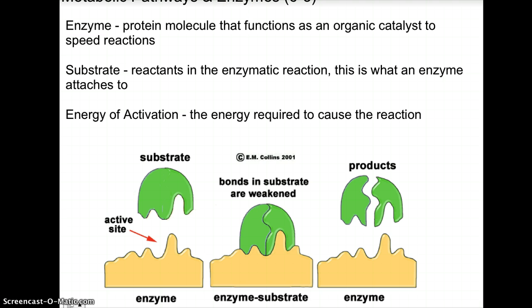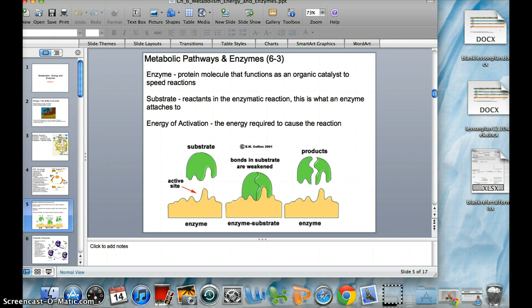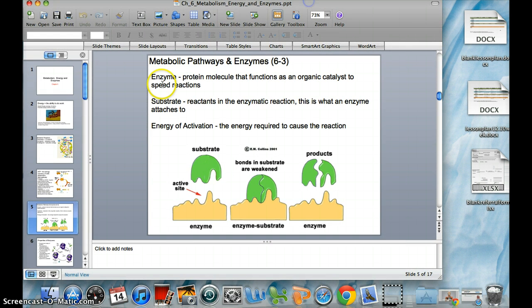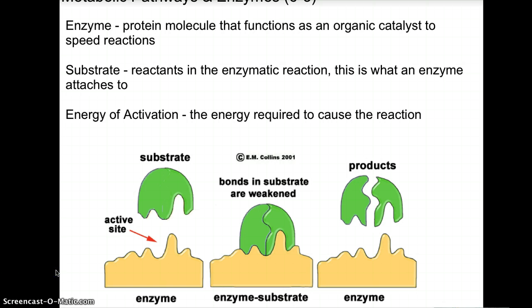So metabolic pathways and enzymes. An enzyme is a protein molecule that functions as an organic catalyst to speed up reactions. So if you look at an enzyme, you would picture that protein all folded up into its primary, secondary, and then the functional levels, tertiary and quaternary protein level. That's what makes up an enzyme.